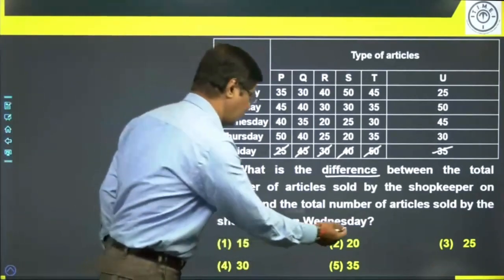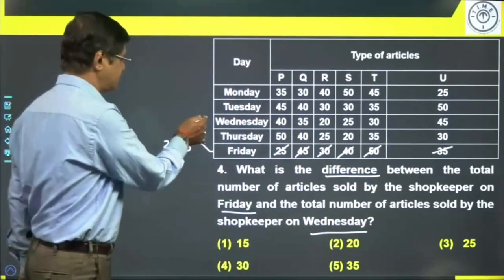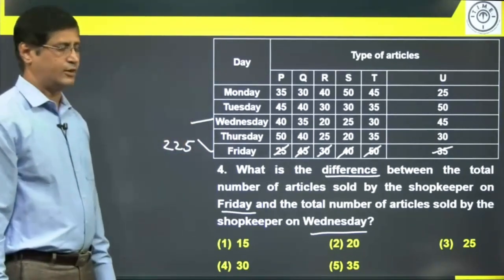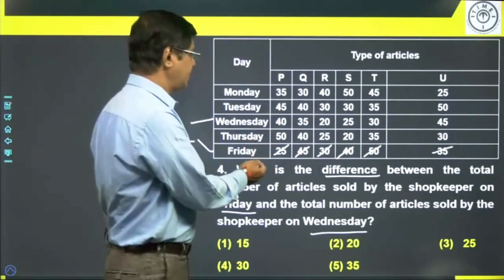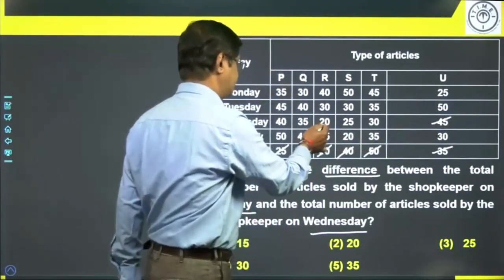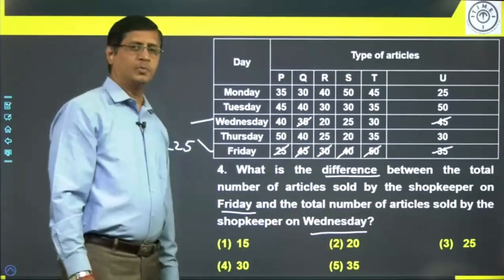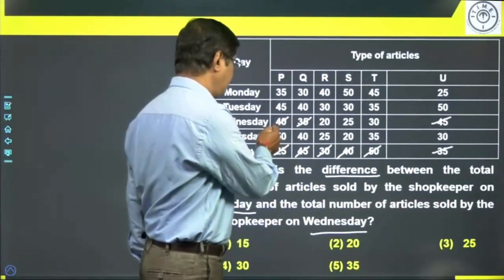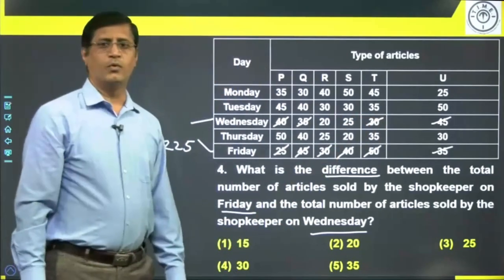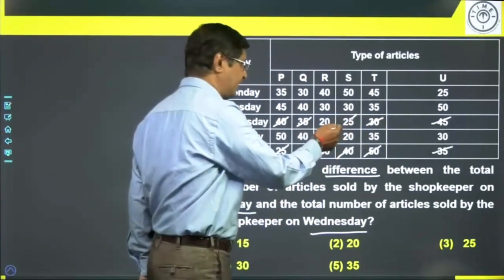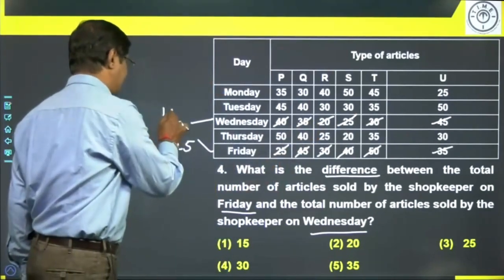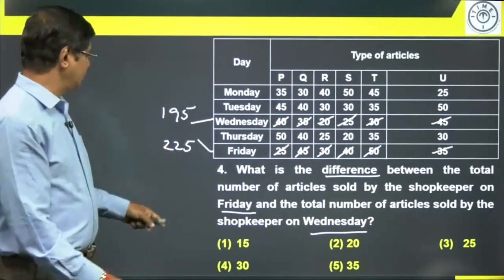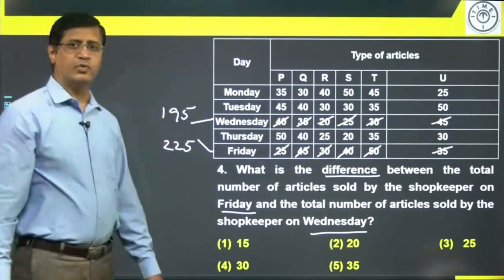Then what to find here? On Wednesday. Just observe the value on Wednesday. How much is the value? Here 45 and 35 is 80. Then what is next? Now 80 plus 70 is 150, 150 plus 45 is 195. Here the total for Friday is 225, the other one is 195.